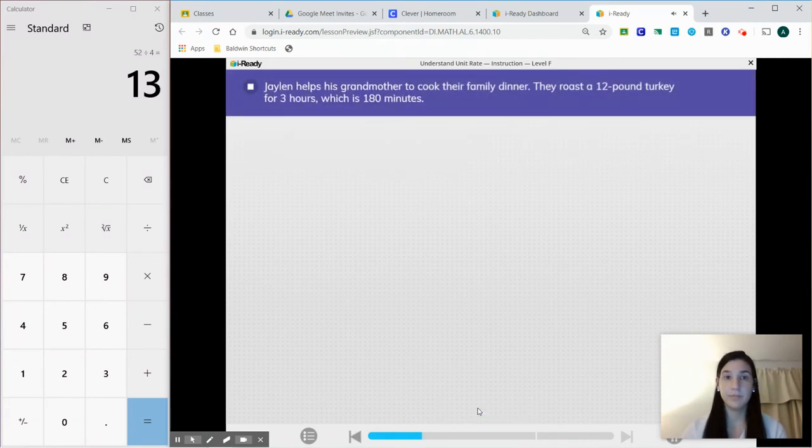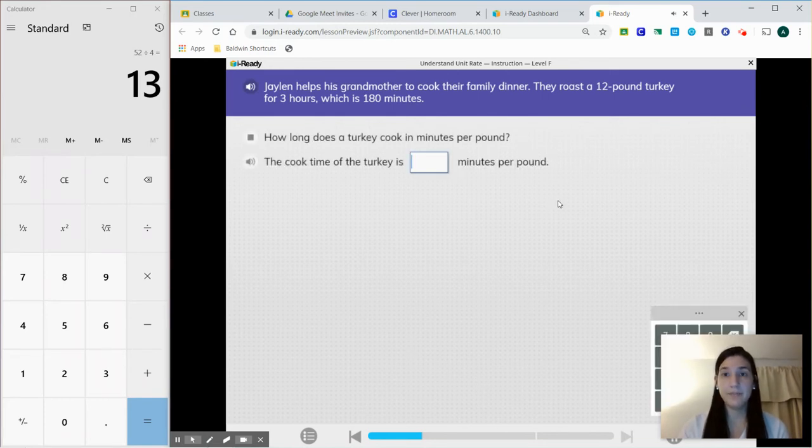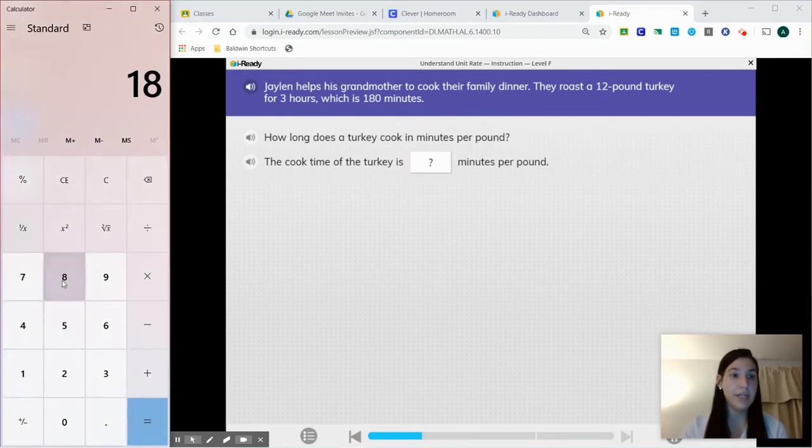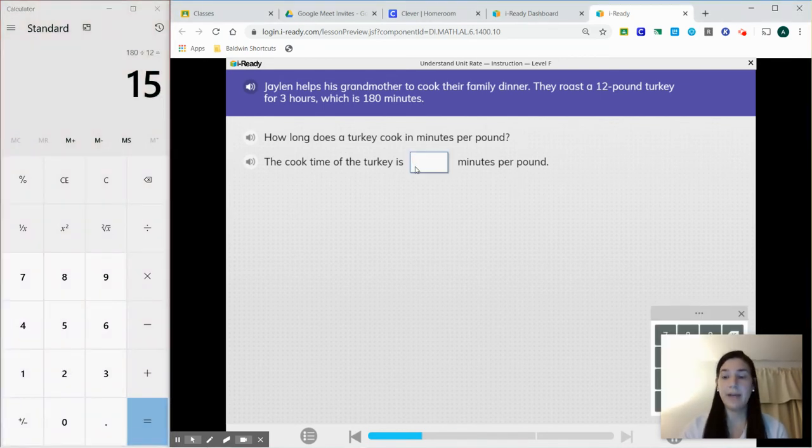Dalen helps his grandmother to cook their family dinner. They roast a 12-pound turkey for 3 hours, which is 180 minutes. So how long does a turkey cook in minutes per pound? So we have 180 divided by 12 pounds. So 180 divided by 12 pounds gives us 15 minutes per pound.